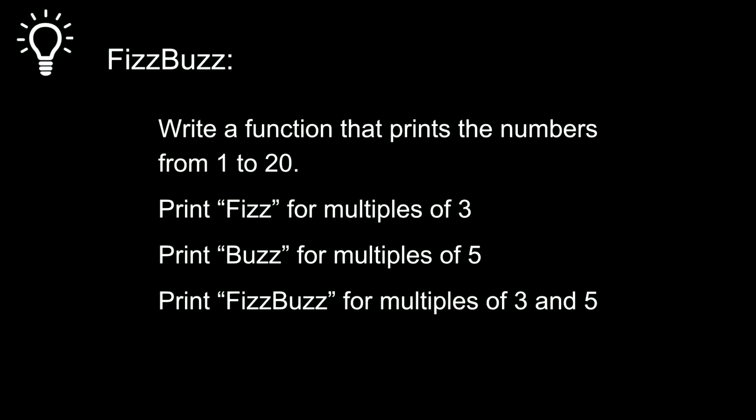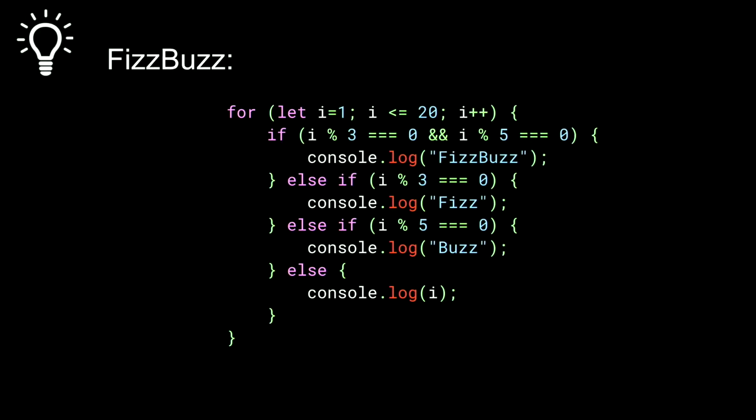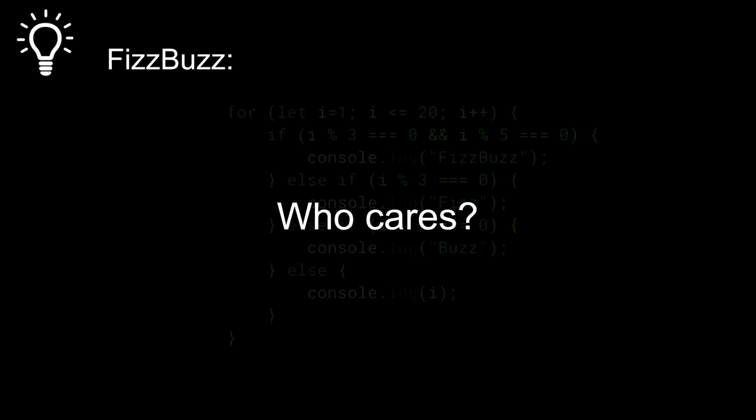So write a function that prints the numbers 1 through 20, print Fizz for multiples of 3 and Buzz for multiples of 5, and FizzBuzz for multiples of 3 and 5. And the answer is, of course, simple and really just testing to know if someone understands the modulus. And when I look at this, I think, who cares? Who cares if someone knows how to do this? It means that they did a Google search for common interview questions before they walked in.